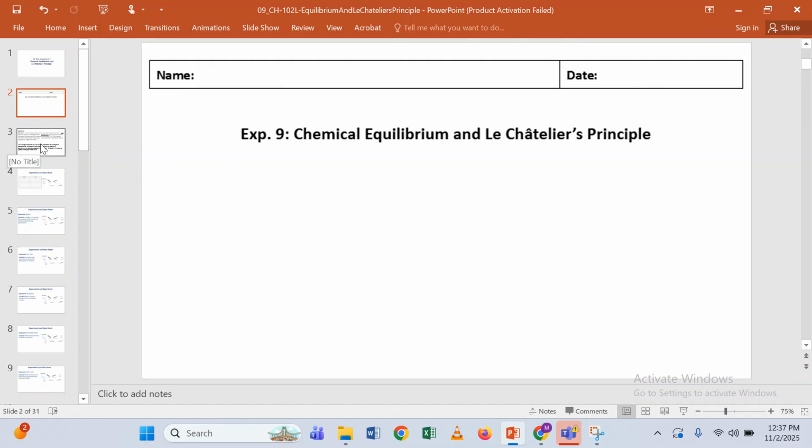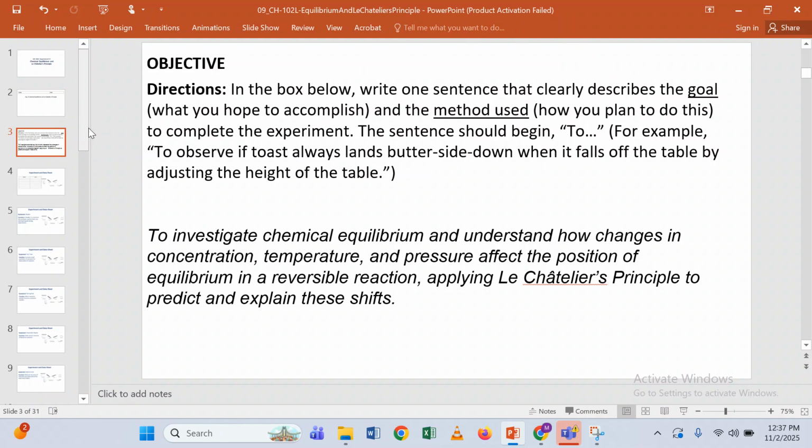So the objective for this experiment, again, the direction is that you want to write at least one sentence that clearly describes the goal and the method to complete the experiment. So the objective for today is to investigate chemical equilibrium and understand how changes in concentration, temperature, and pressure affect the position of equilibrium in a reversible reaction, applying Le Chatelier's principle to predict and explain these shifts.